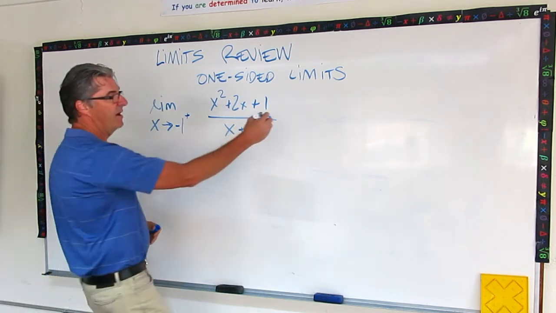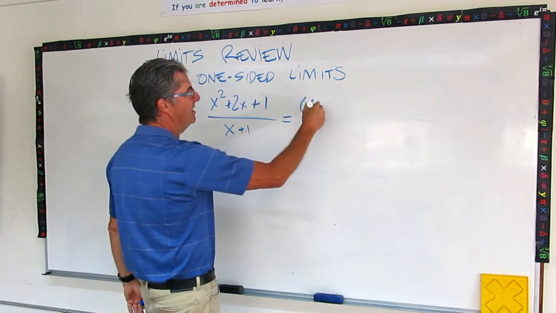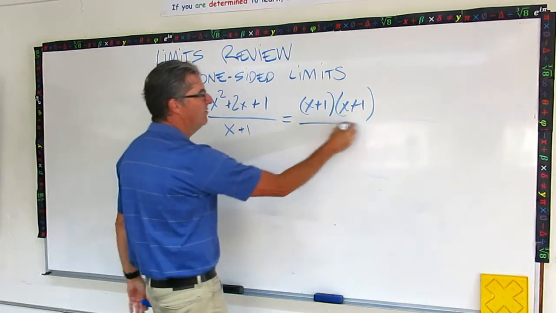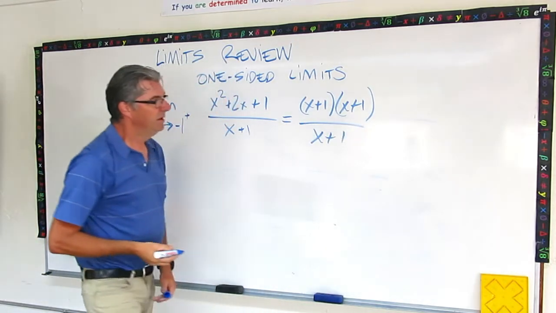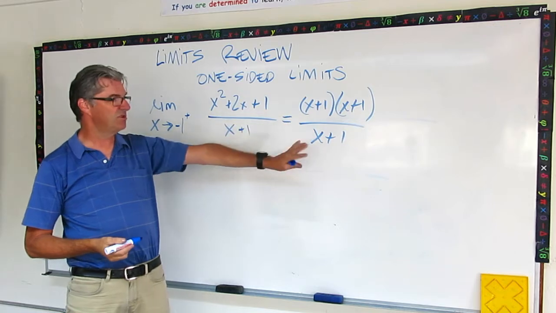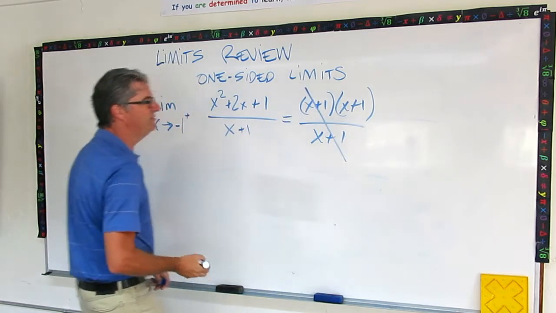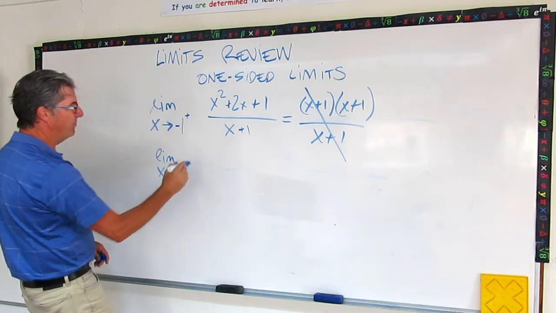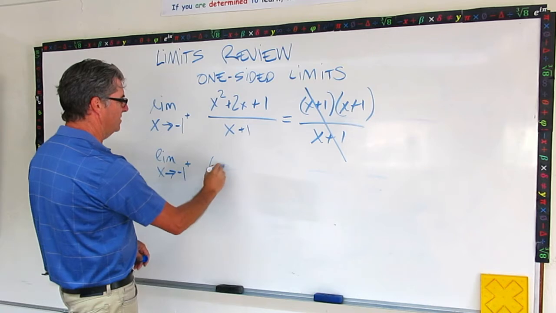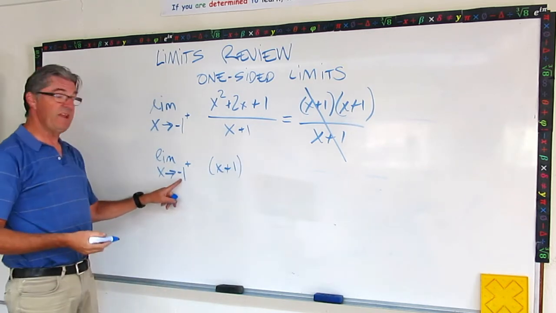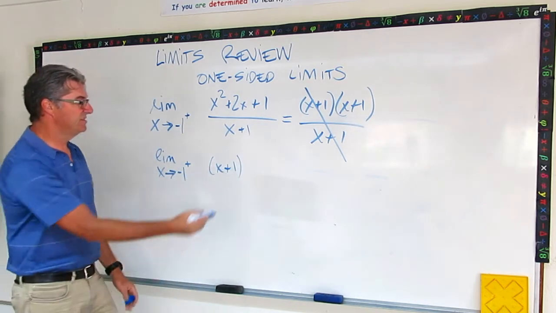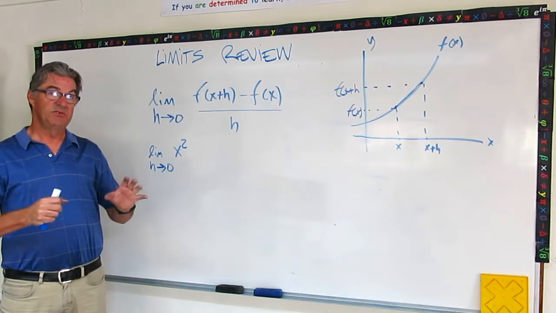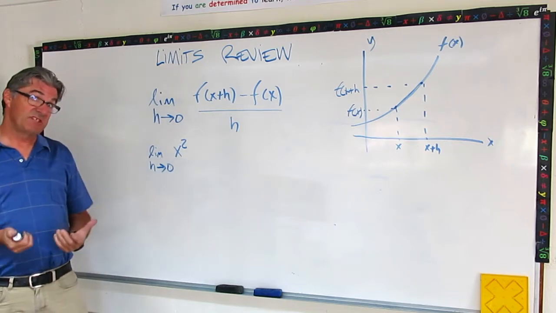So this one is going to be solved by factoring the top. This is going to be x plus 1 times x plus 1 on the top. And again, over x plus 1. Now I could write x plus 1 squared, but I don't want to do that because then I can cancel those. And I can get limit as x approaches negative 1 from the plus side of x plus 1. And now I can just put negative 1 in for that, and this is going to go to 0, so that limit is 0.